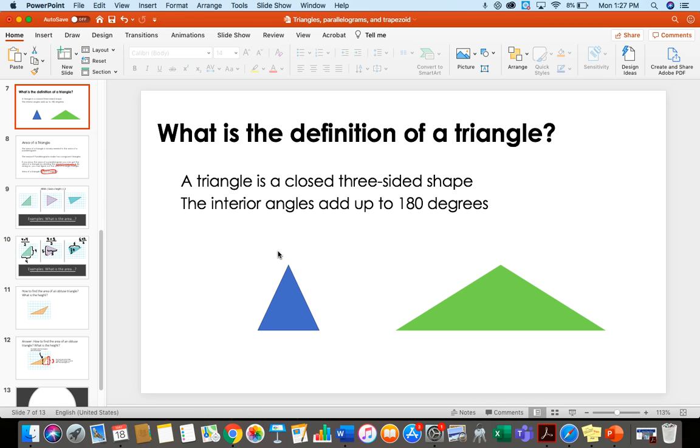Okay, welcome to the triangle lesson. So we're going to go over the area of triangles. First, let's just review the definition of a triangle. A triangle is a closed three-sided shape. The interior angles add up to 180 degrees.